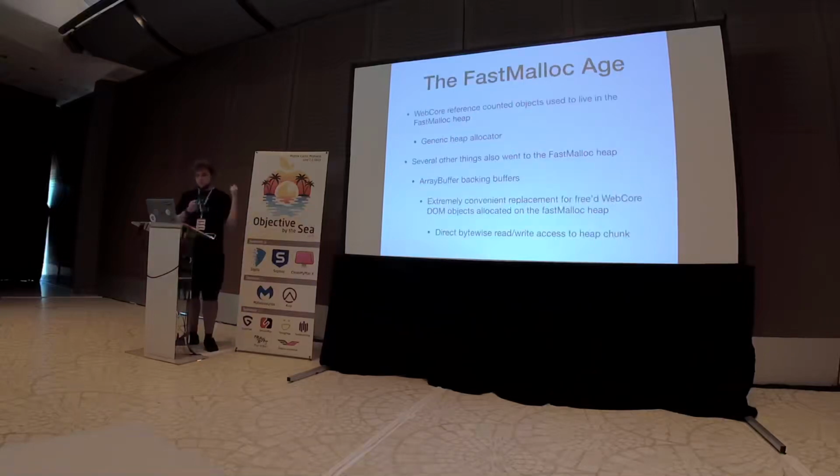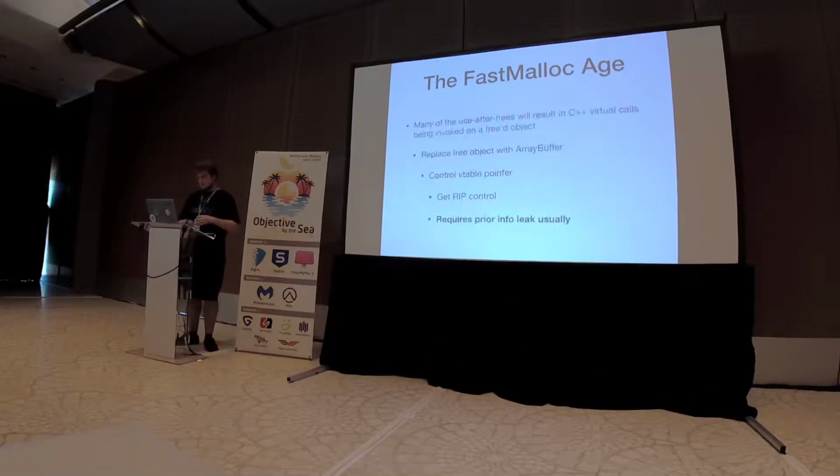And back in the day, you could just use the FastMalloc allocator for most of those objects. Other than that, you would also have ArrayBuffer backing buffers living on the FastMalloc heap. And those buffers are a really convenient replacement because they allow you to get full read write access to a complete heap chunk from JavaScript. And the standard way of pulling this off is to replace the freed object with an ArrayBuffer backing buffer, replace the vtable pointer, and you get RIP control. But this will usually require a prior info leak.